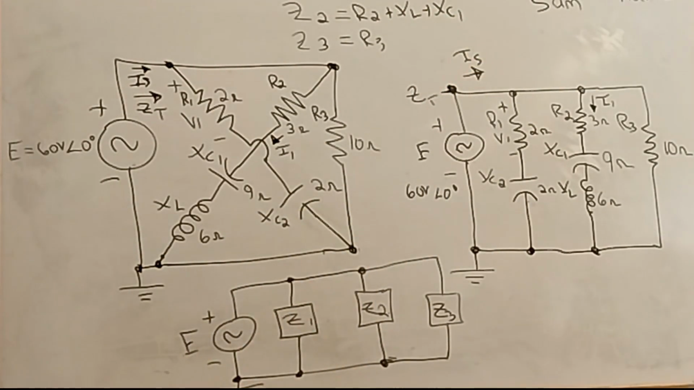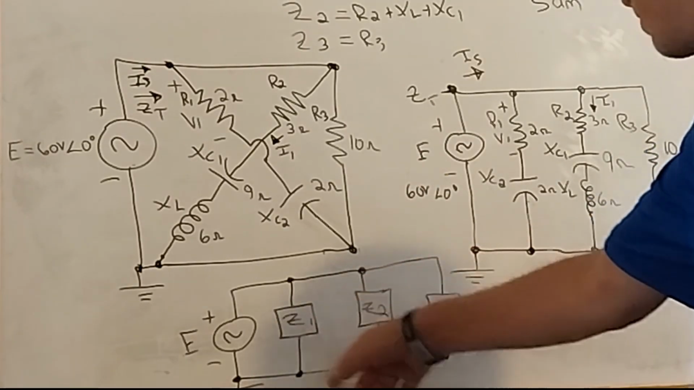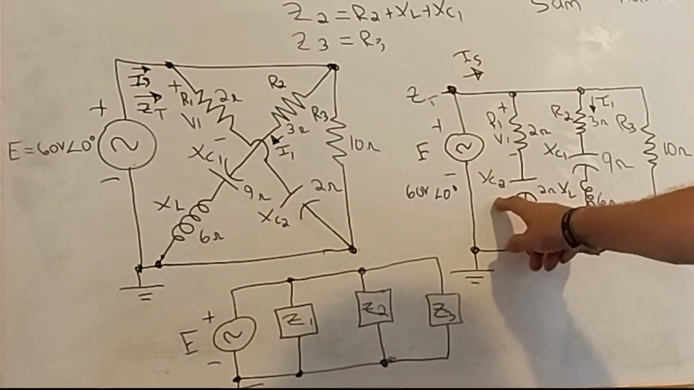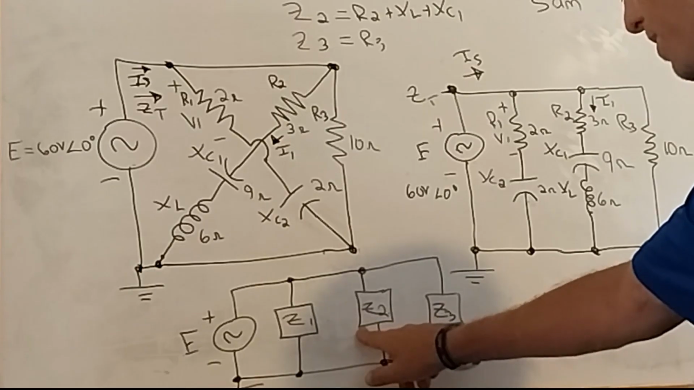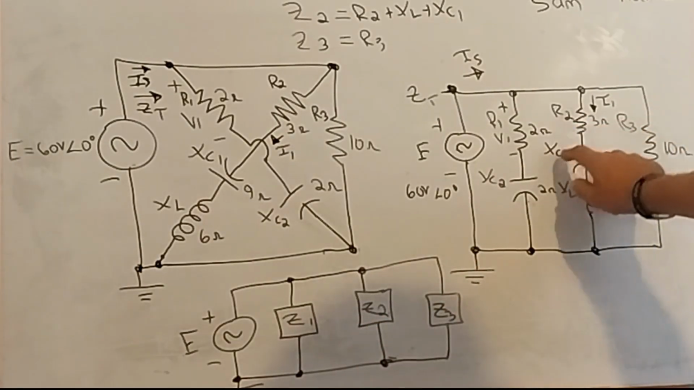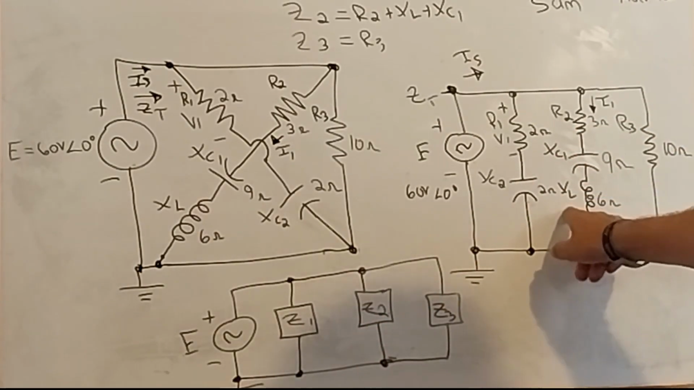Still didn't get the 2 right, but that's how the circuit ends up. We have three impedances in parallel with each other. The first impedance, Z sub 1, is R1 in series with X of C2. The second impedance, Z sub 2, is R2 in series with C1 in series with X of L.